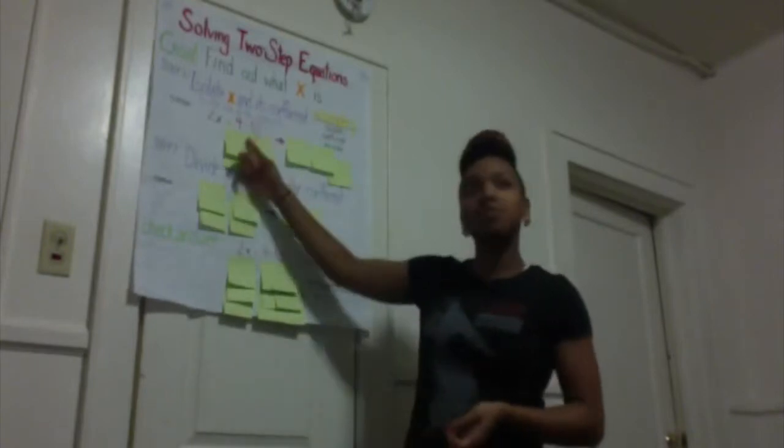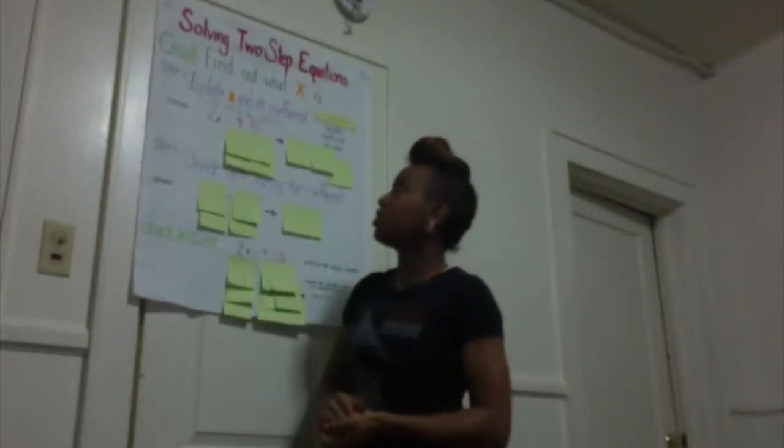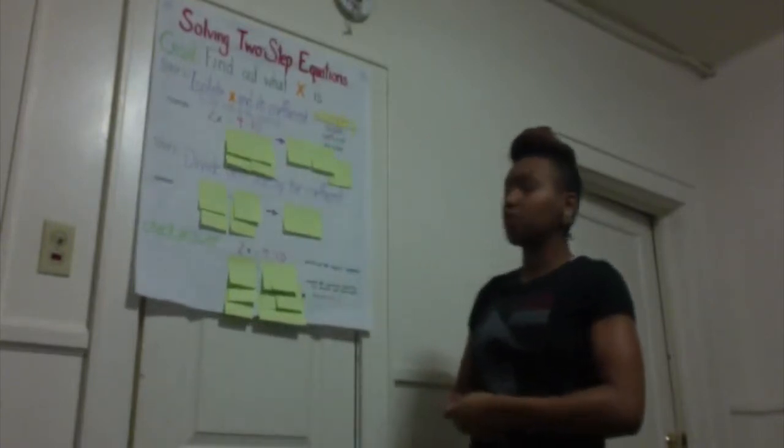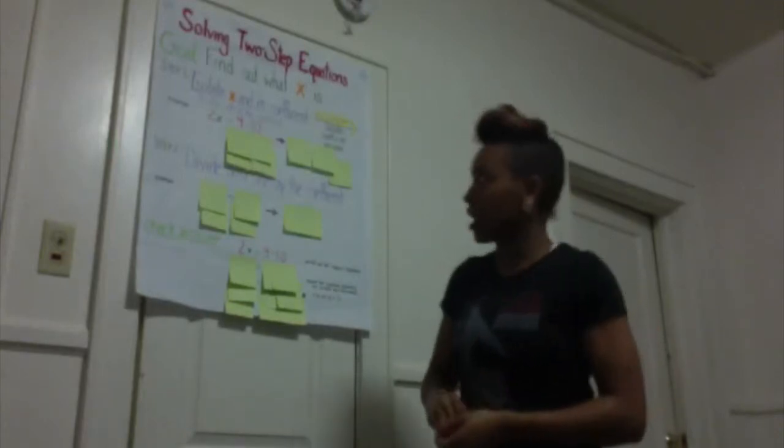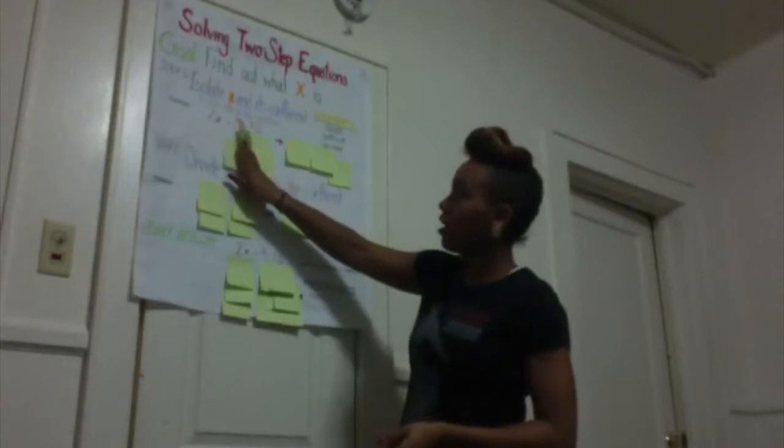2. Good job. So we want to try and get 2x on this side of the equal sign by itself. But we have something in the way. We have a plus 4 in the way. So now, in order to get rid of the plus 4, we have to do the opposite of addition, which is subtraction. So we subtract 4 from this side of the equation.